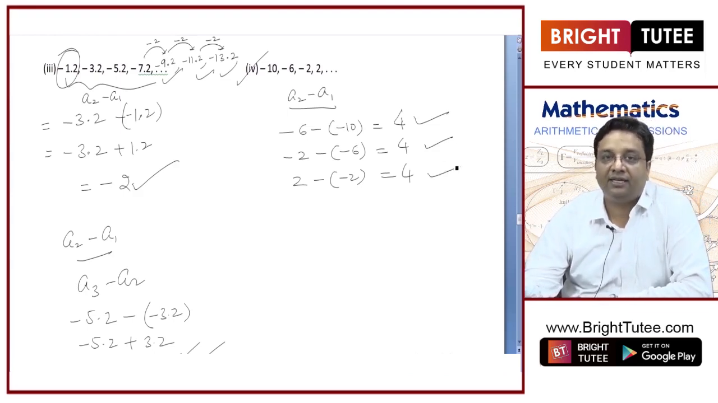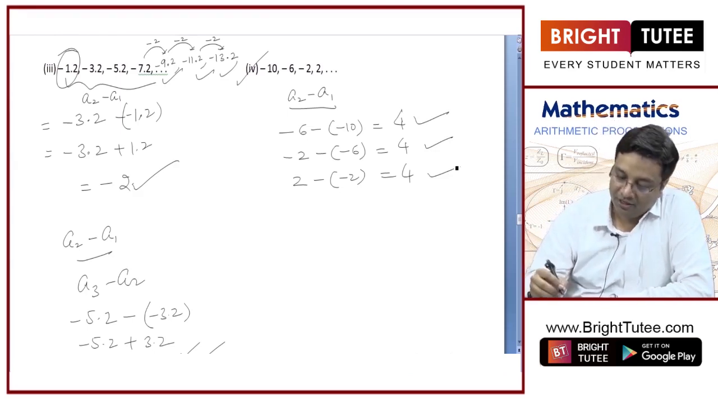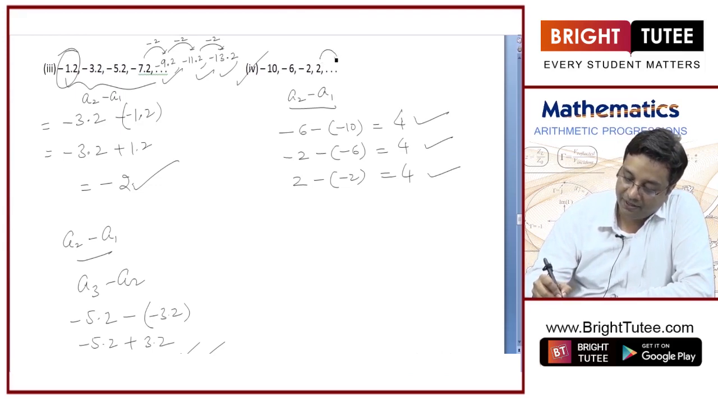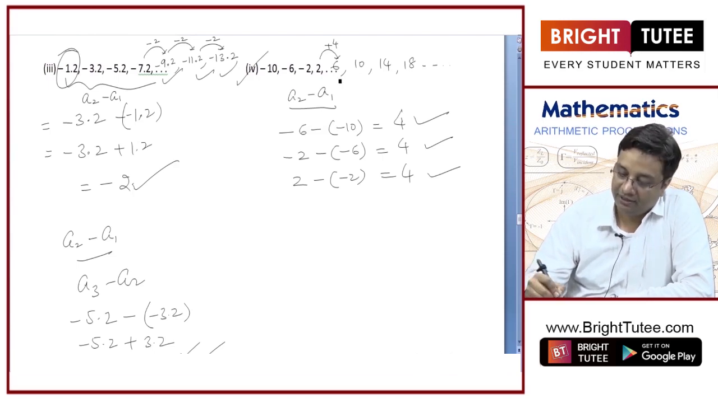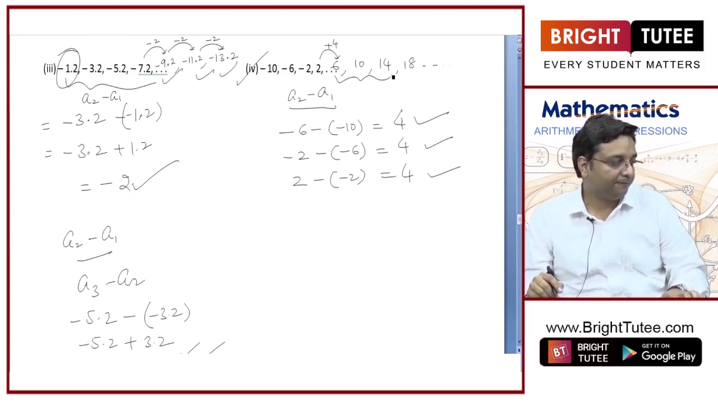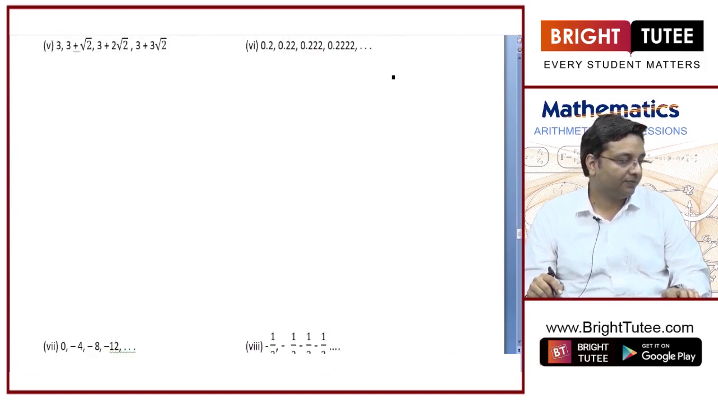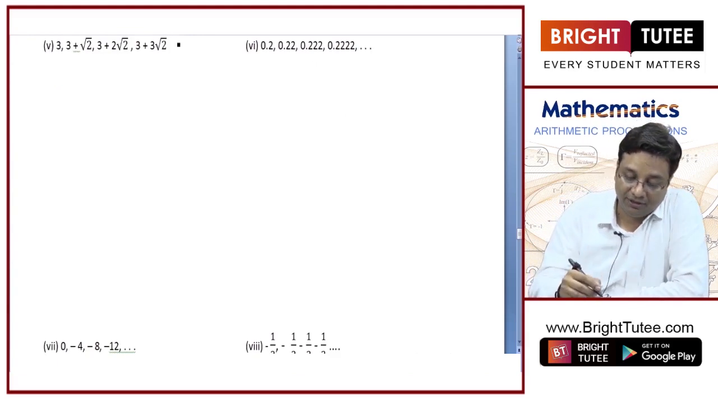Now we can easily write the next 3 terms. How will we write the next 3 terms? We will keep adding 4 to the previous term. So if I add 4 to 2, the next term is 6, 10, 14, 18 and so on. Right? So these are our next 3 terms. Okay, let's look at this sequence.